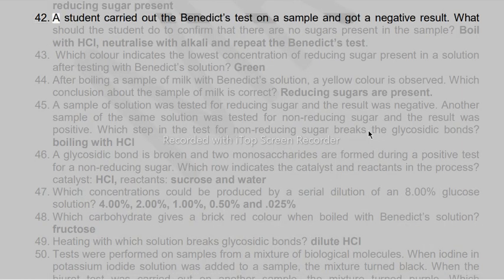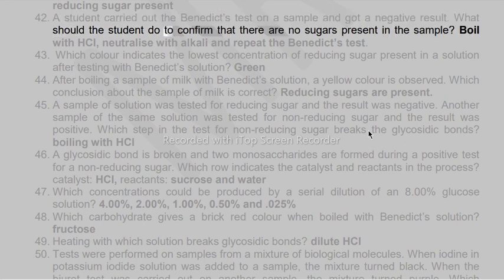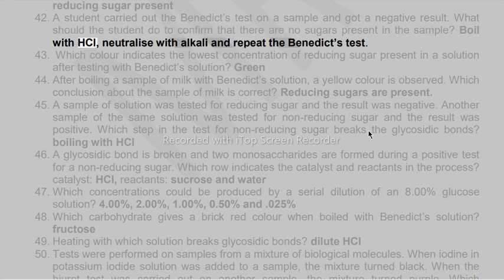42. A student carried out the Benedict's test on a sample and got a negative result. What should the student do to confirm that there are no sugars present in the sample? Boil with HCl, neutralize with alkali and repeat the Benedict's test.